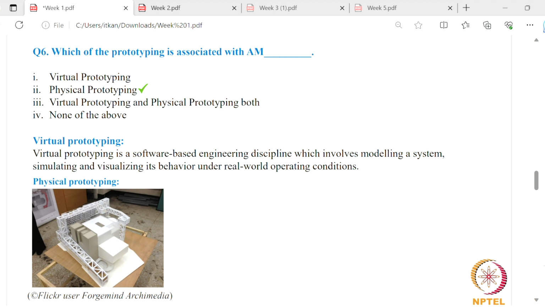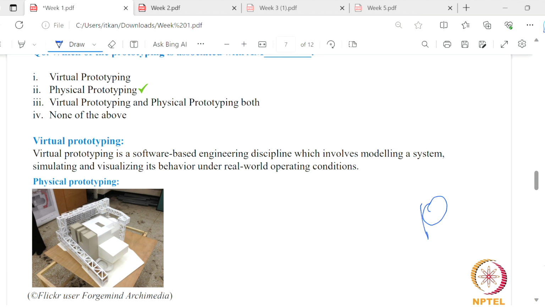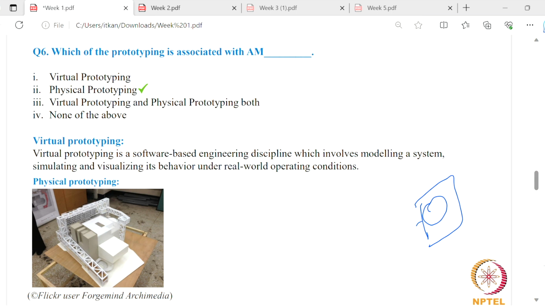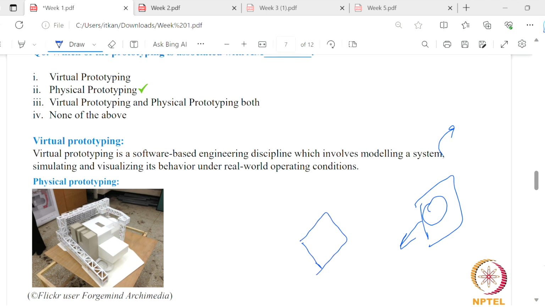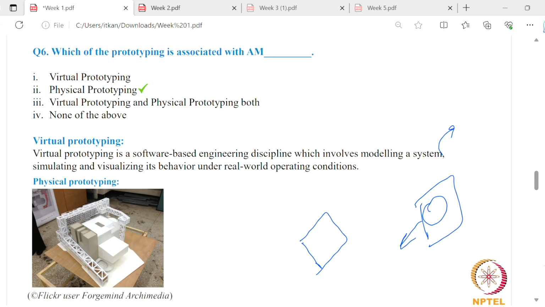Now, physical prototyping is when you are really creating a part and testing it in experimental conditions in real life. But here we are doing it in modeling. In some software like Abaqus or Ansys, we are creating the virtual image, the virtual prototype. Now, in additive manufacturing, we are doing physical prototyping. That is, we are creating the part in real life.